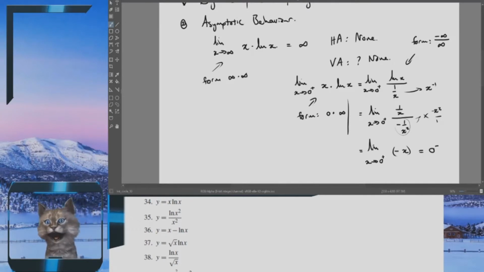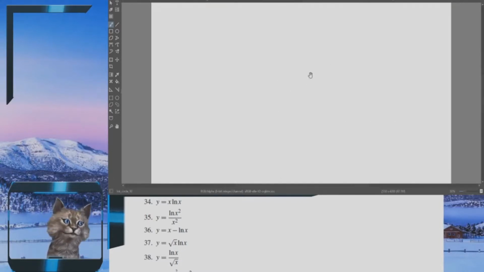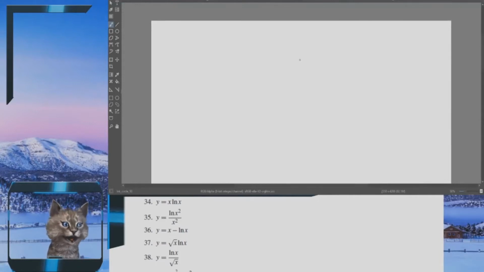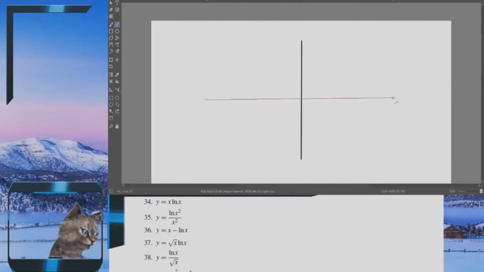So as a result, I can not put anything on my graph. I can make a graph, but I don't have a y-intercept. I don't have asymptotes. I kind of have nothing at this point.